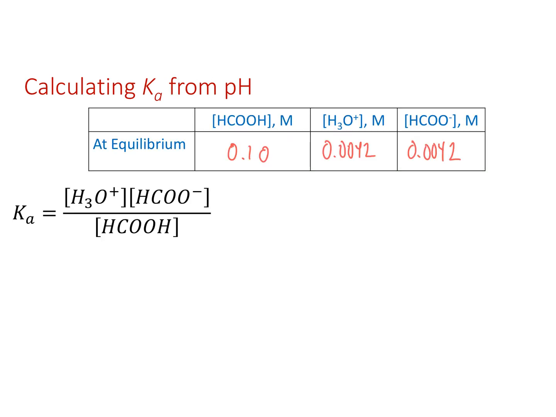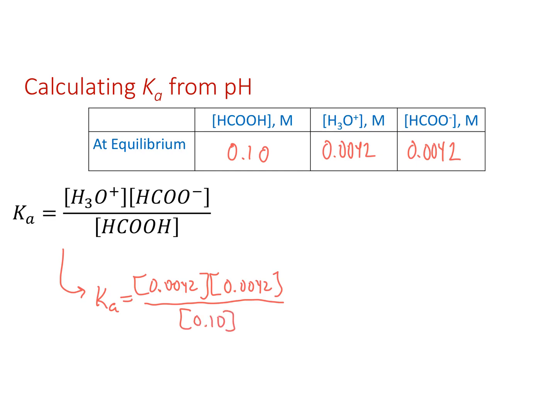So here's our calculation for Ka. We now know our formic acid concentration, our hydronium concentration, and the concentration of the conjugate base, the formate. So we can plug everything into the expression that we already determined. 0.0042 is the concentration of hydronium times 0.0042, which is the concentration of formate, divided by the concentration of formic acid, which is 0.1. So multiply those two and divide, I get a Ka of formic acid that's approximately 1.8 times 10 to the minus 4.